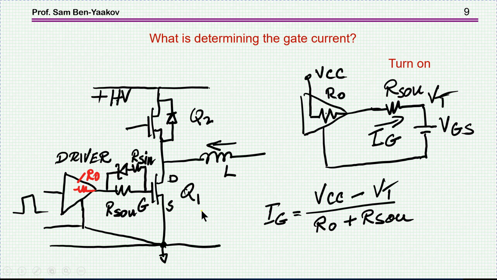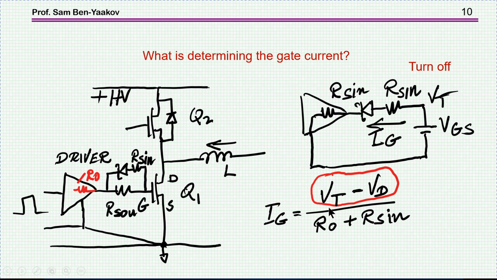So let's consider now the case of turn on with a driver. Now the driver has an output resistance. We're putting here a resistor. So the current that we are going to have here during the crucial time when the voltage of the gate is equal to the threshold voltage will be the VCC of the supply minus VT over the total resistances. So this will be the current we are going to have during the turn on.